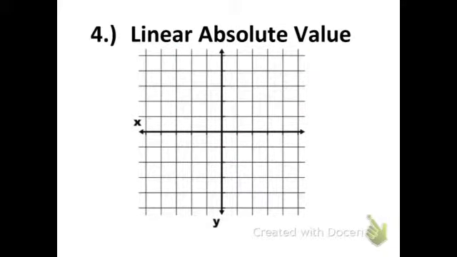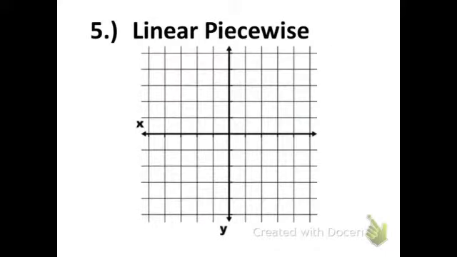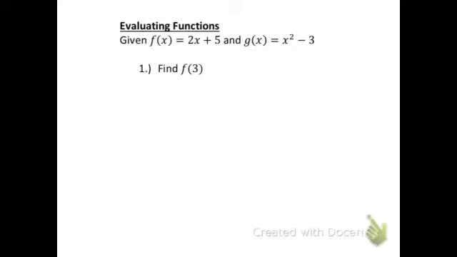Linear absolute values look like V's. So it'll come down to a point like so, and go up the other way, kind of look like it's bouncing off a wall. A reflection. And then linear piecewise is basically just made up of pieces of lines, but make sure you don't have any vertical lines, and also make sure it doesn't double back on itself, because if it does that, it is not a function, and all these need to be functions.